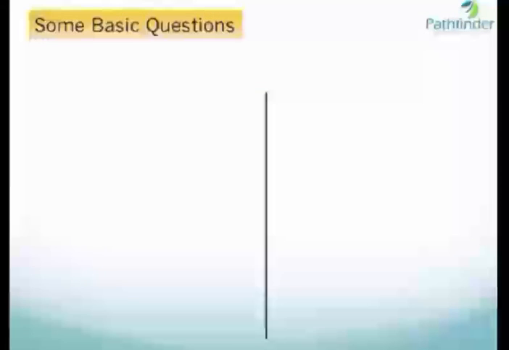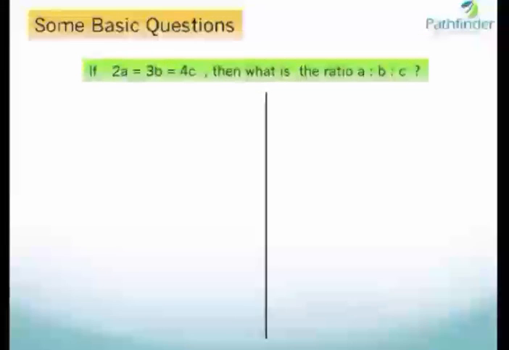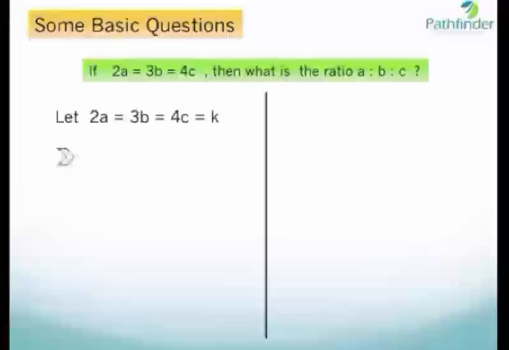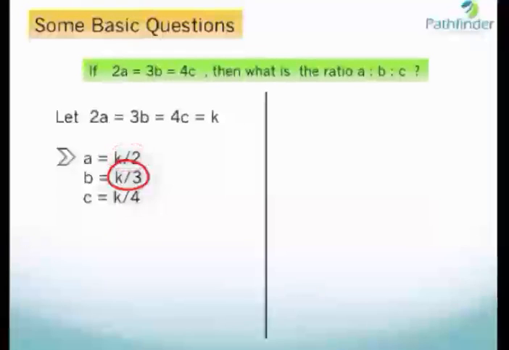Next, some more basic questions. If 2A is equal to 3B is equal to 4C, then what is the ratio A as to B as to C? Again, the traditional method is we equate 2A is equal to 3B is equal to 4C equals to K. And therefore, on equating 2A with K, we get A is equal to K by 2, B is equal to K by 3, and C is equal to K by 4.